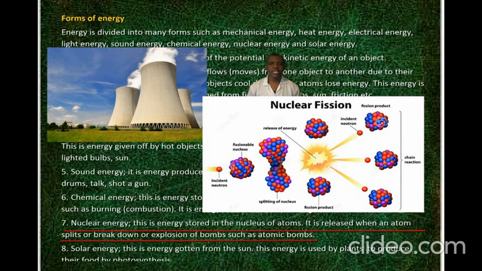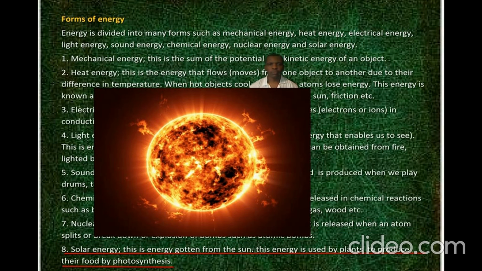7. Nuclear energy. This is energy stored in the nucleus of atoms. It is released when an atom splits or breaks down, or in the explosion of bombs such as atomic bombs. 8. Solar energy. This is energy gotten from the sun. This energy is used by plants to produce their food during photosynthesis.